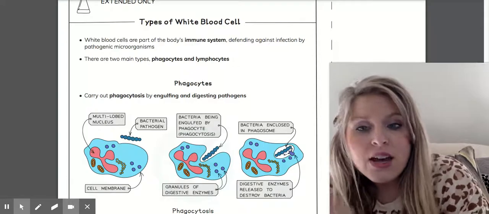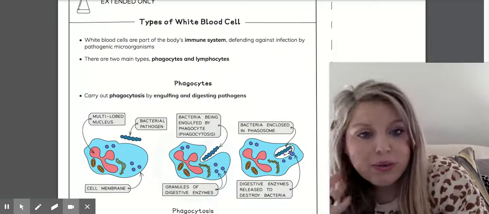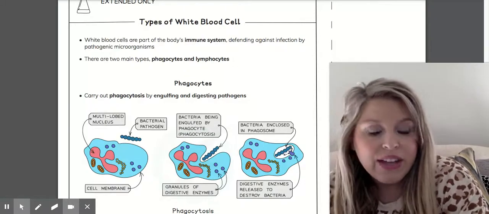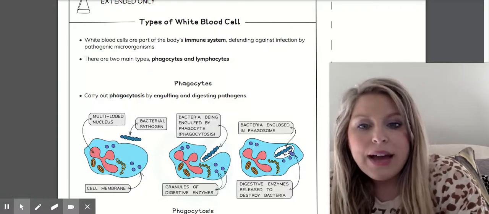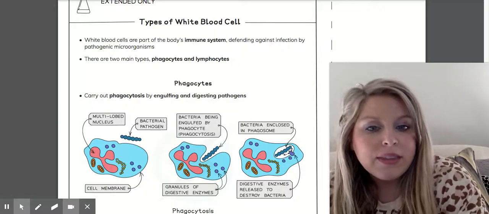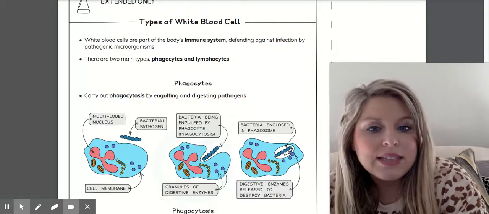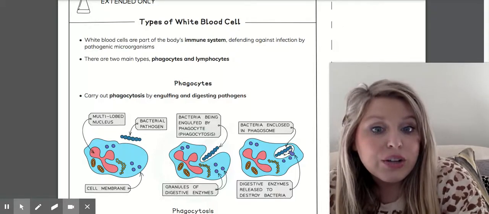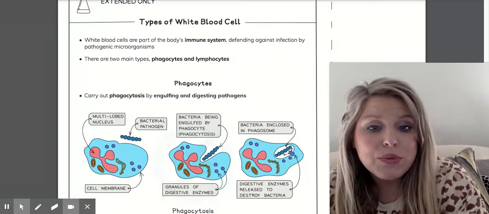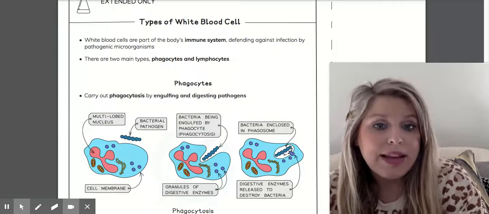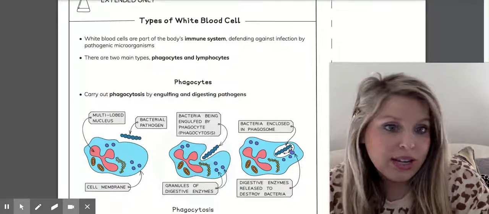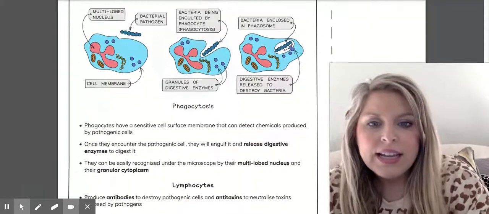So you can see the lobed nucleus of a white blood cell here that's capable of phagocytosis. That pathogen is going to start to be surrounded by the white blood cell, ultimately enclosed by what's called the phagosome. Enzymes would be released to digest that bacteria, completely destroying it. Okay, so that's a phagocyte.